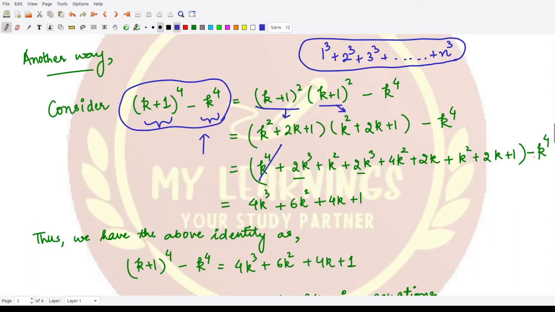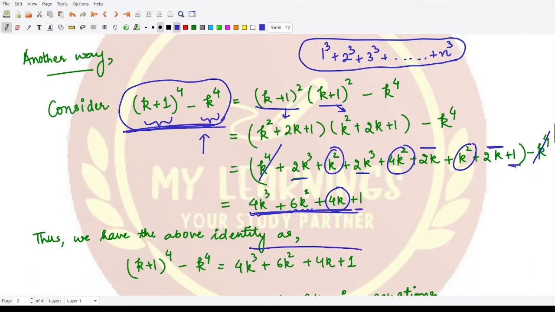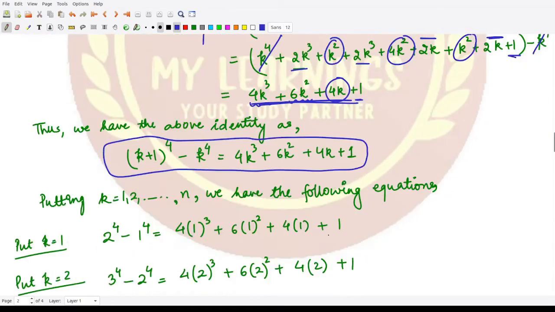You see this k raised to power 4 gets cancelled here. So we have this term and this term corresponding to k cube, which is 4k cube. And we have this term and this term corresponding to k raised to power 2, which is 6k square. Then we have 2k and 2k corresponding to k raised to power 1, and plus 1. So basically we have this thing equal to this thing. This would be our identity, and we will be using this result further on in this proof.